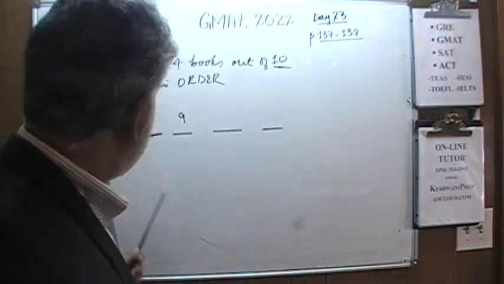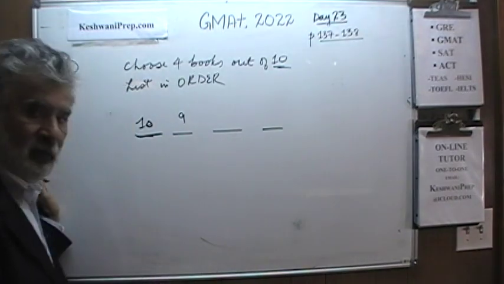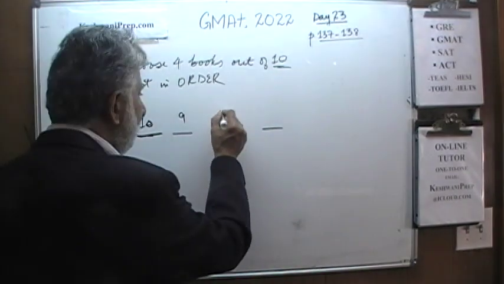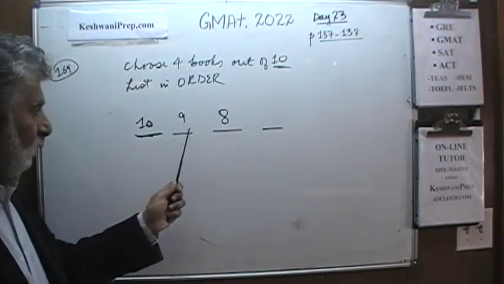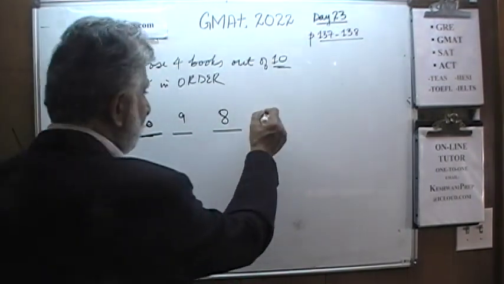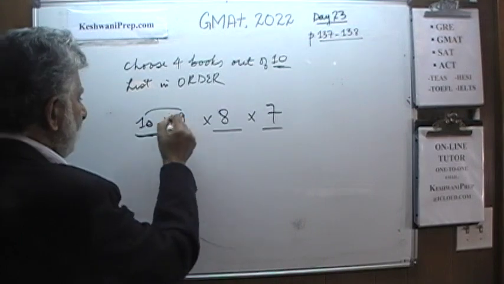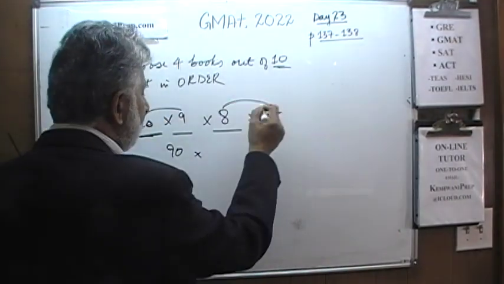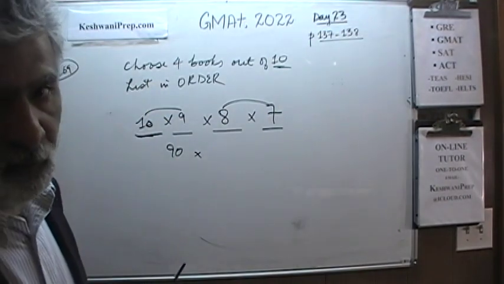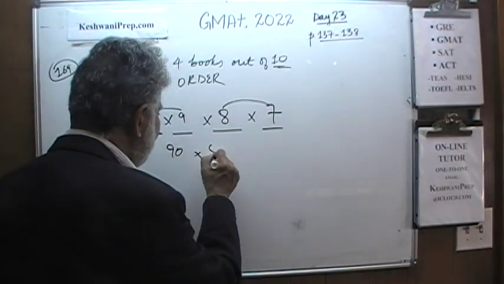How many different ways can I pick the third book? 8 different ways because there are only 8 left, because I already picked 2. How many different ways can I pick this last book? The answer is 7. There you go. 10 times 9 is 90, and 8 times 7 is 56, so it's 90 times 56.